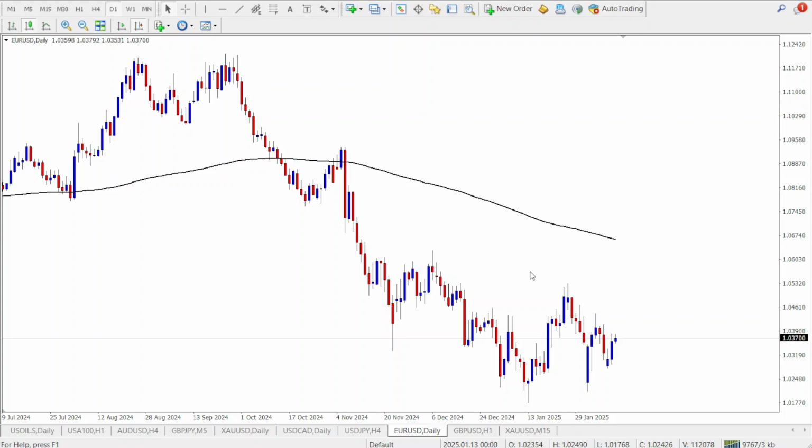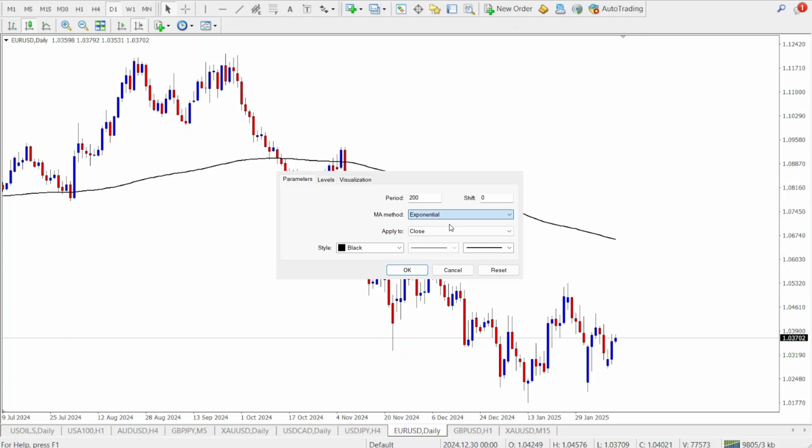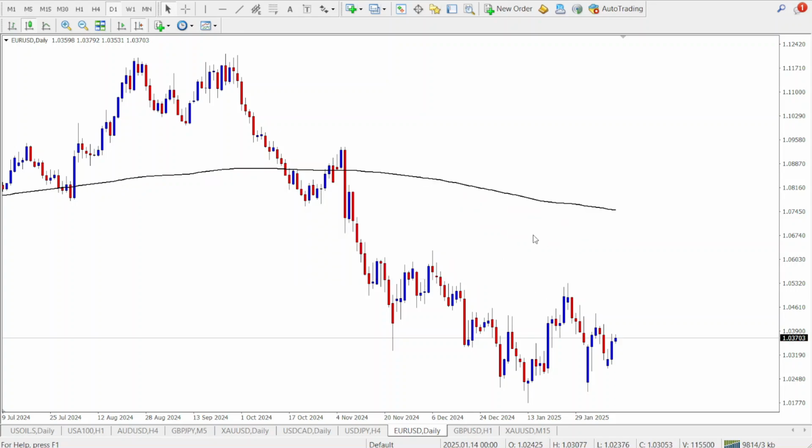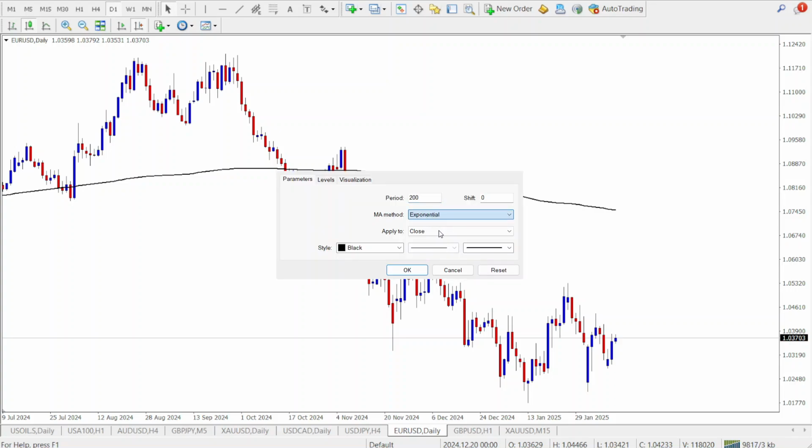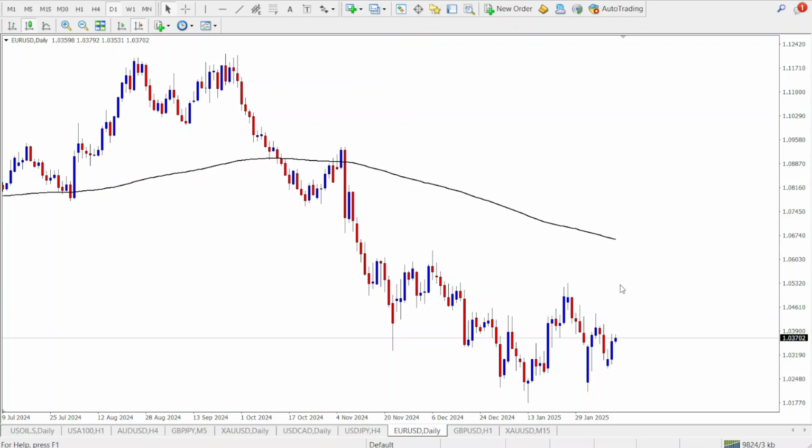Now we have two main types of moving averages. The SMA, simple moving average, is a basic average of price over a set period. And we have the exponential moving average, the EMA, which reacts faster to price changes by giving more weight to recent data. Now this is how the EMA looks, and this is how the SMA looks. You will notice that the EMA actually responds faster to price changes. Can you see? It gives more weight to recent prices.